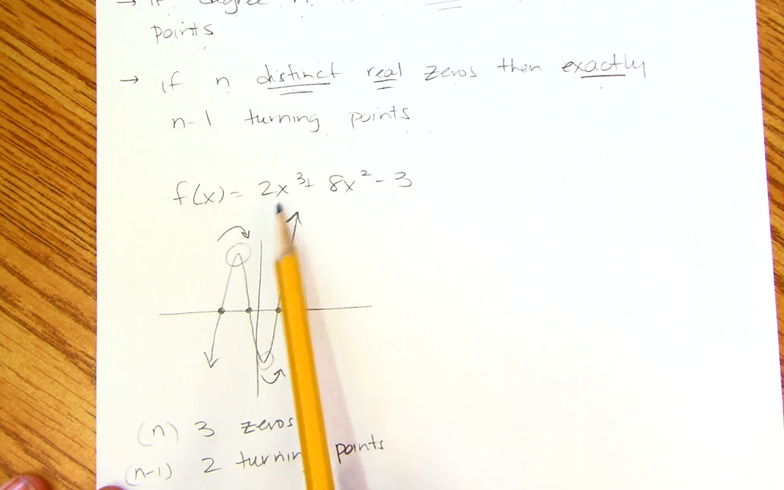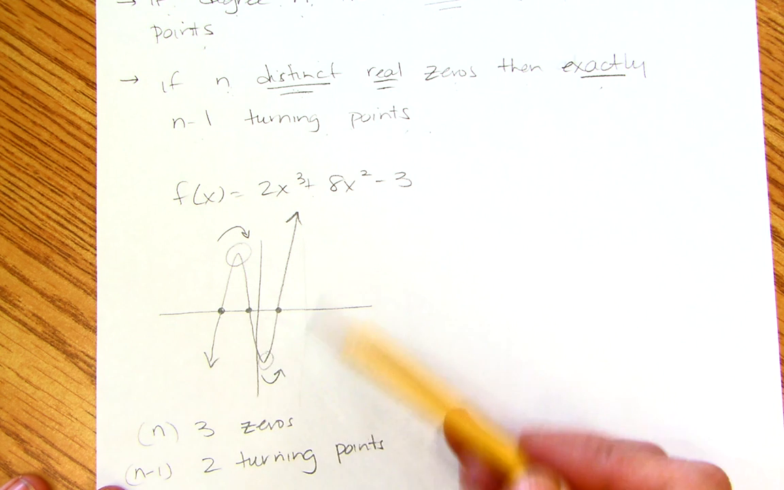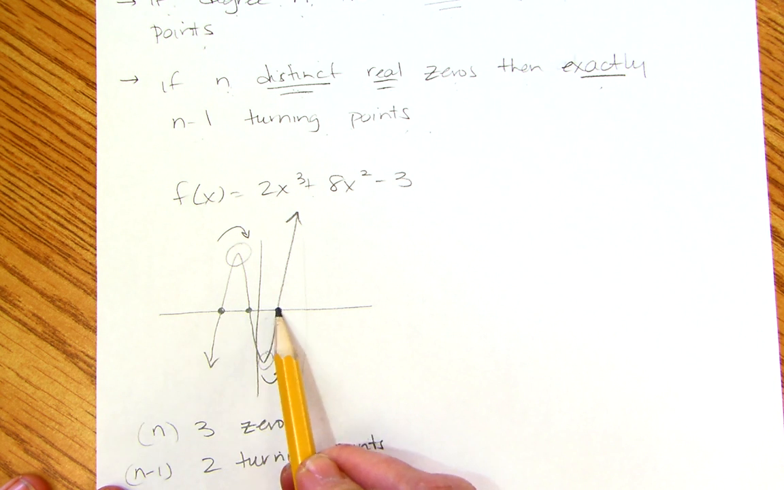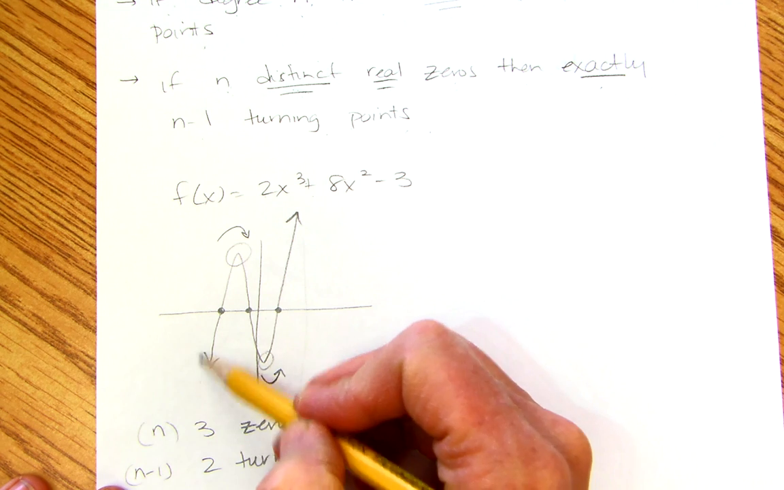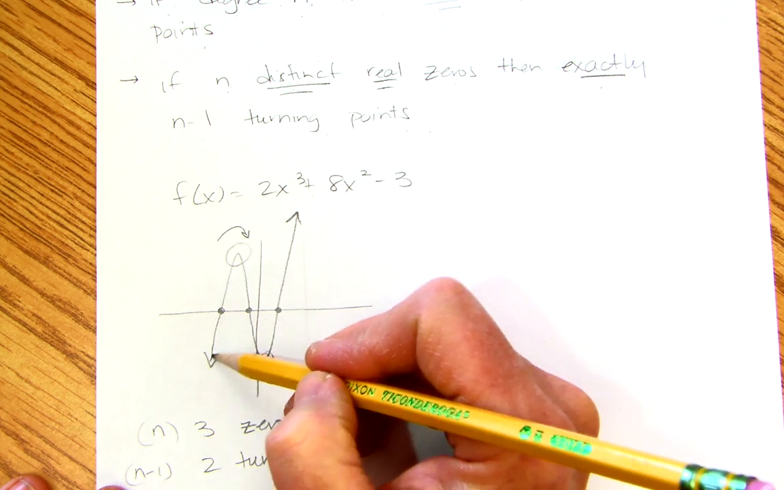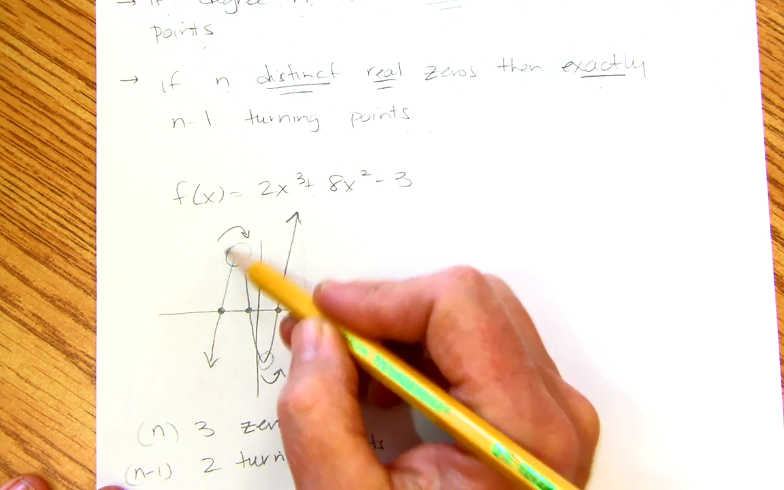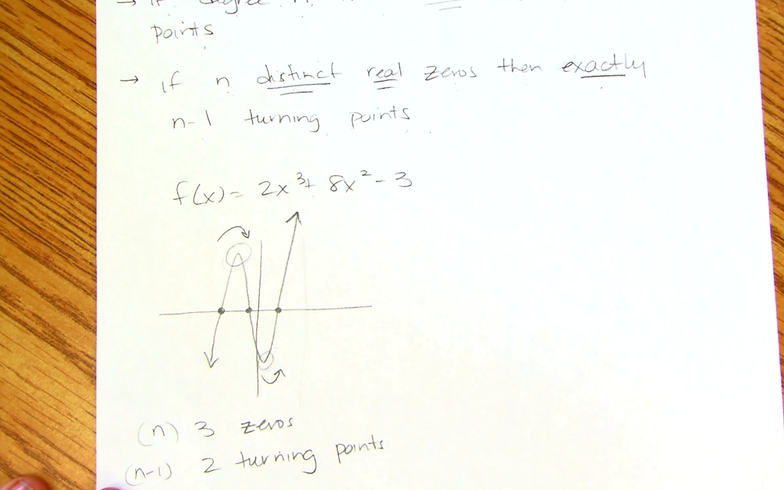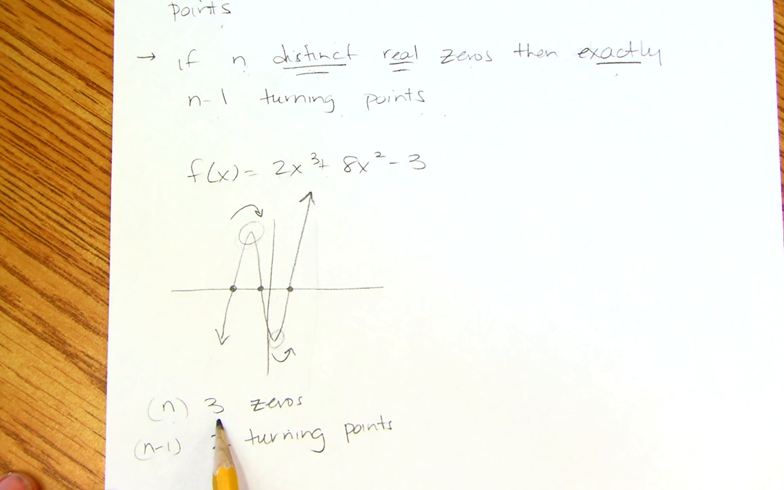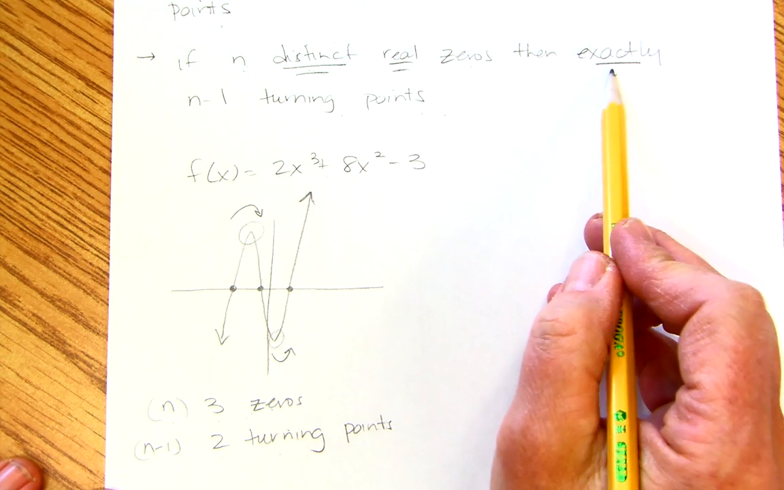So for example, if I look at this cubic, this is the graph of the cubic, it has 3 distinct real zeros, and the only way for that to happen, this is a cubic, so I've got to go down to the left and up to the right. The only way for that to happen is if my graph turns twice. So in this case, 3 distinct real zeros, therefore exactly 2 turning points.